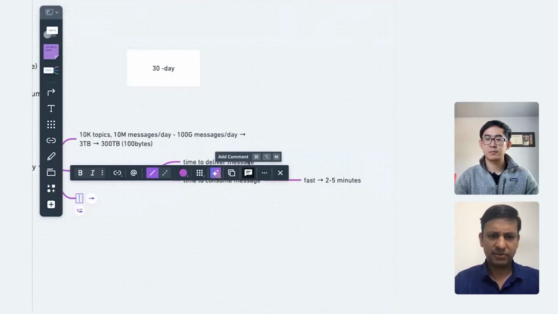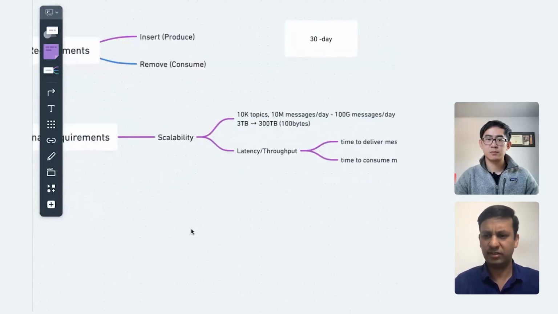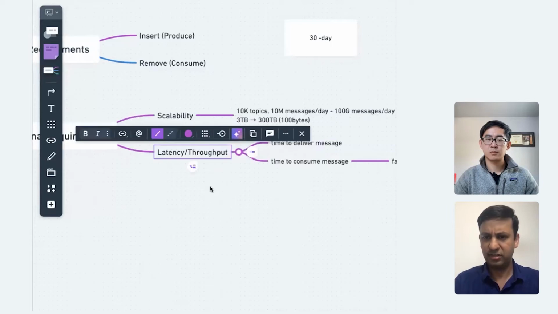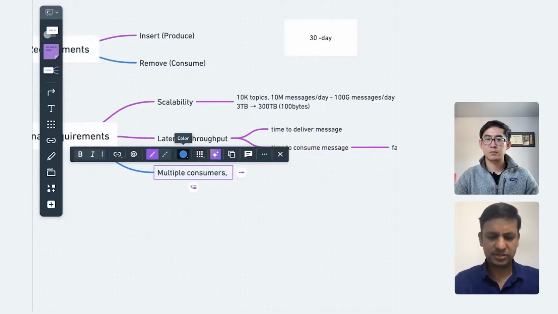And then if we talk about consumable topics, I'm assuming that one producer can produce many topics, and there can be multiple consumers. They can be subscribing to multiple topics and multiple producers.